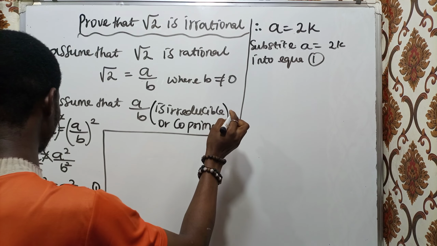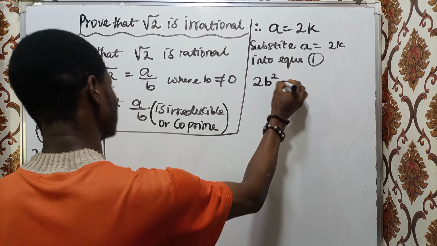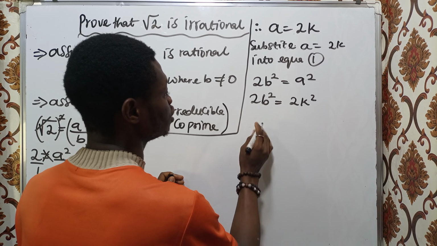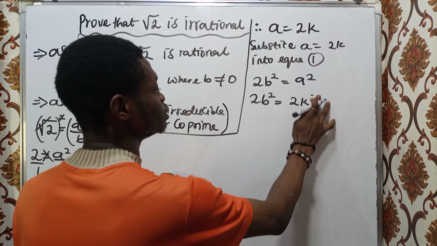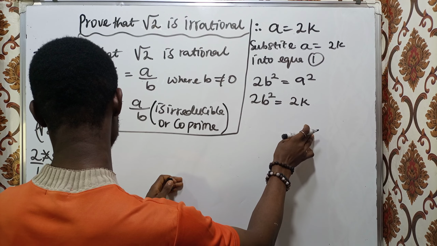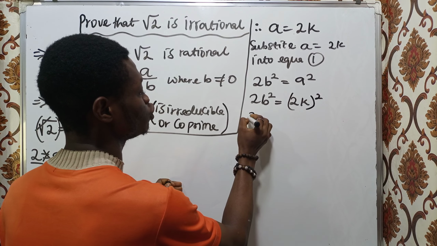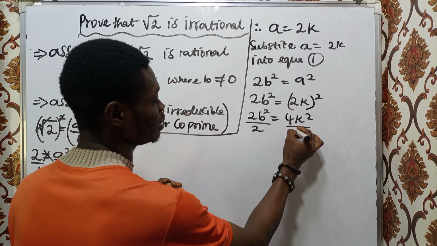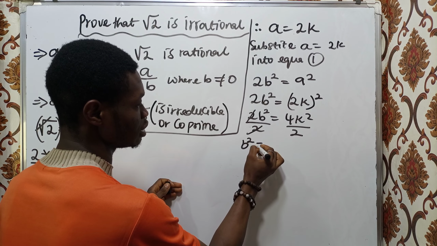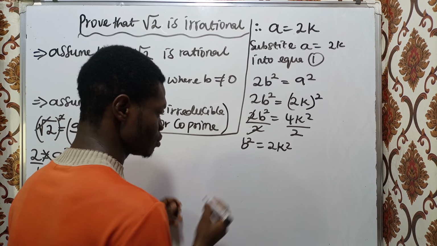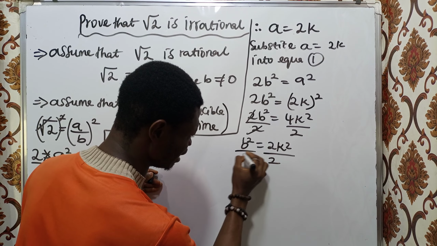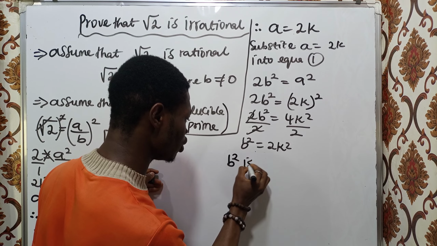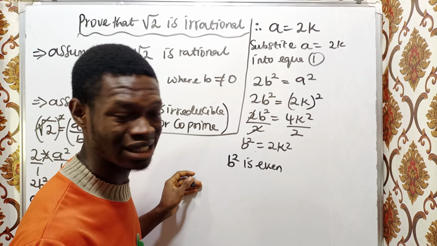So substitute a equals 2k into equation 1. Anywhere we see a, we put this. So 2b squared is equal to a squared, so 2b squared is equal to 2k squared, which is 4k squared. We divide by 2 on both sides, so b squared is equal to 2k squared. If we divide again by 2, what is it trying to show us? That b squared is even, because it is divisible by 2.